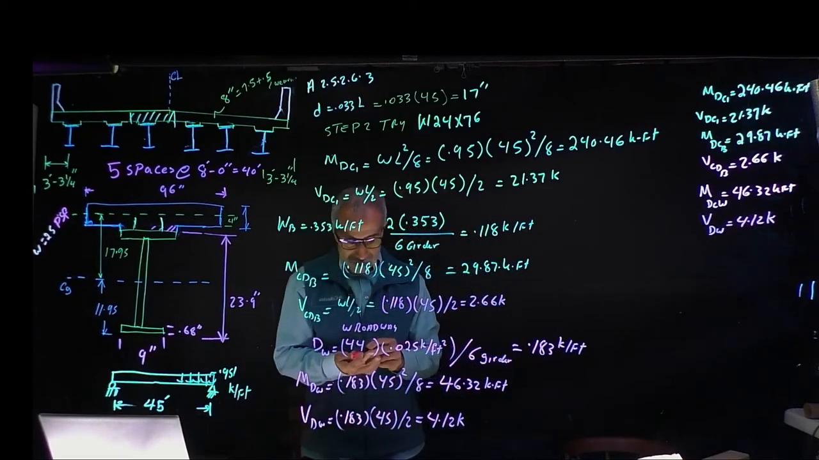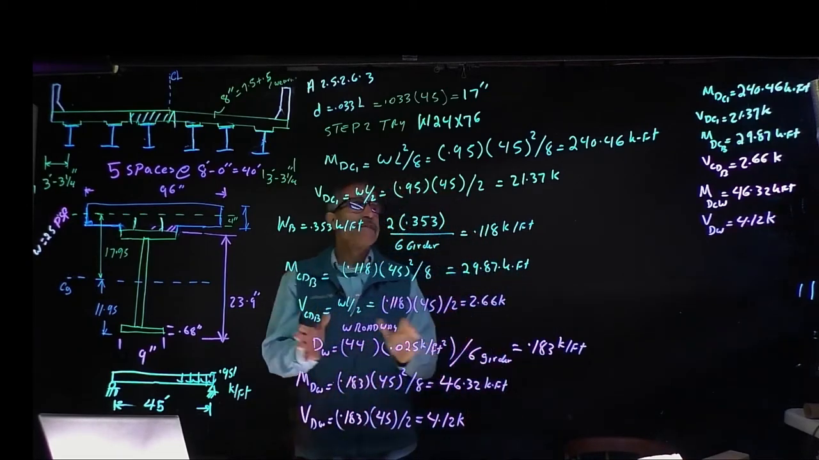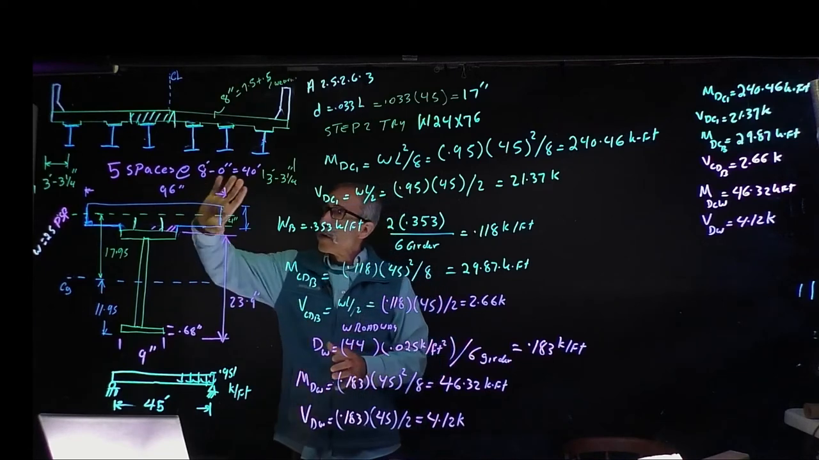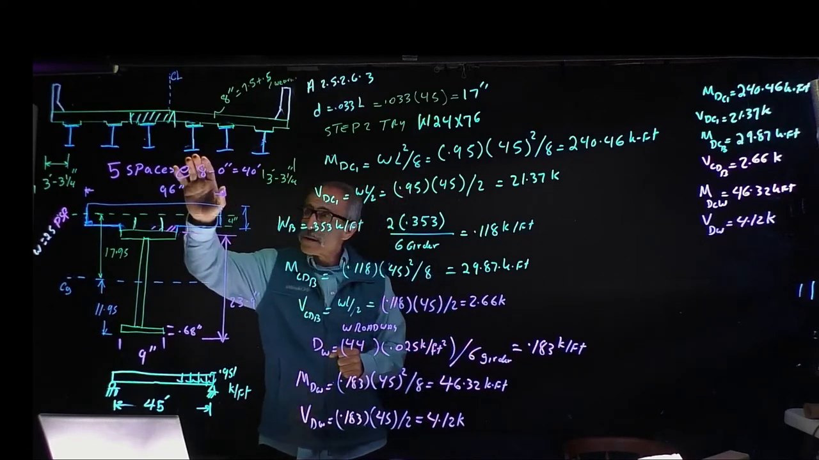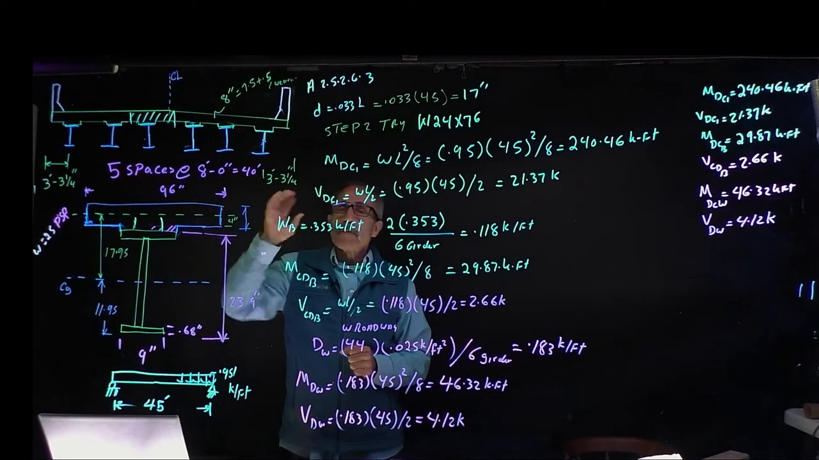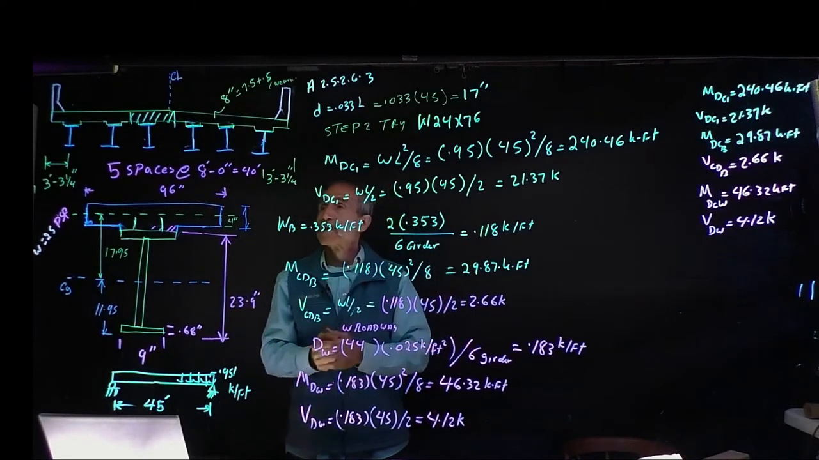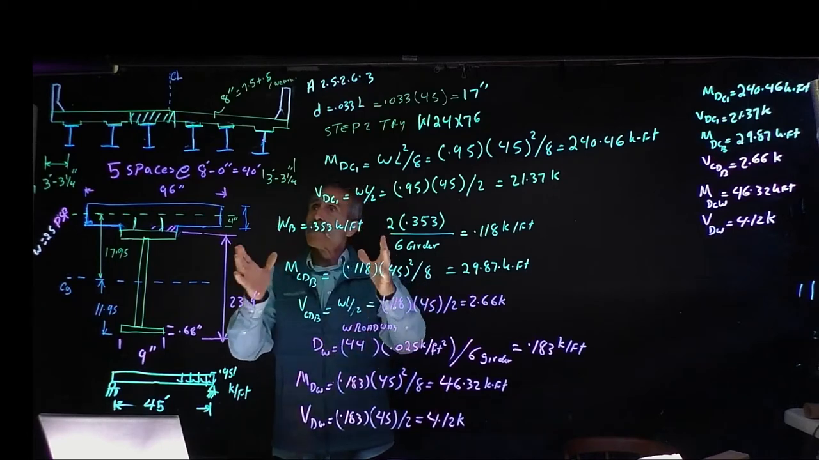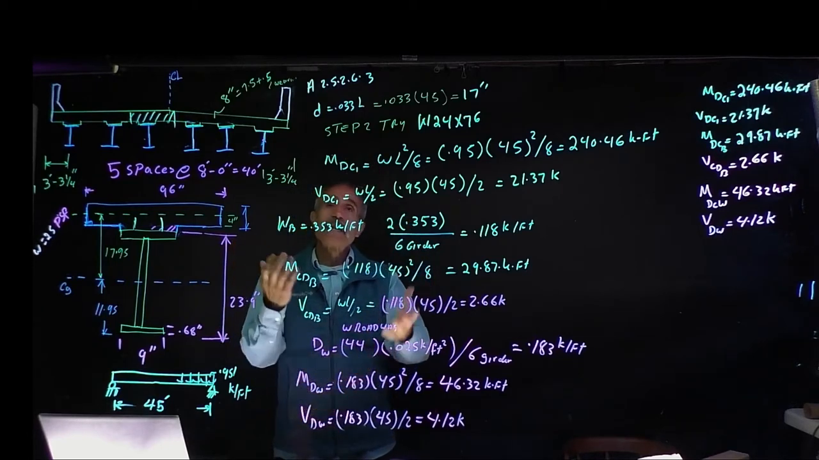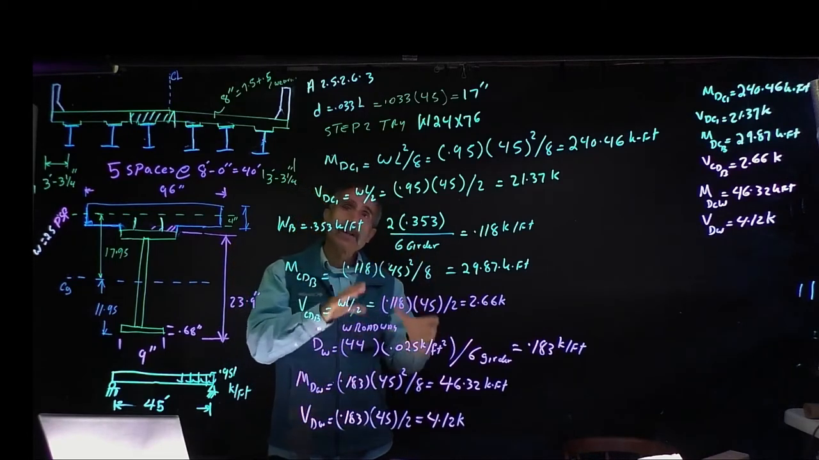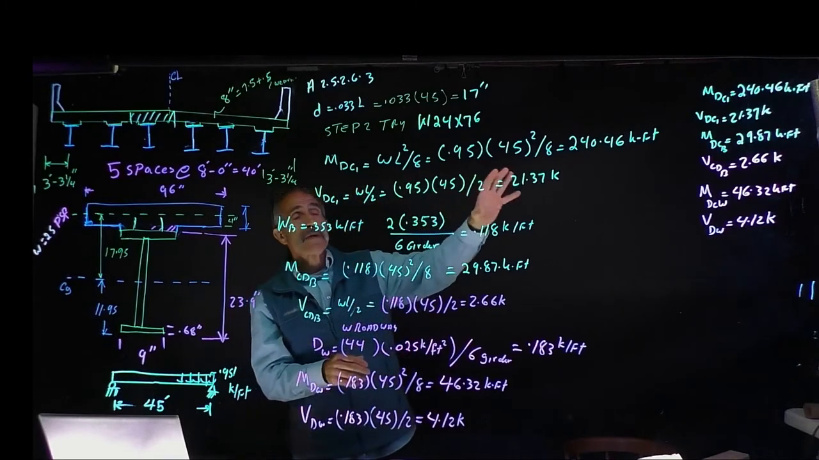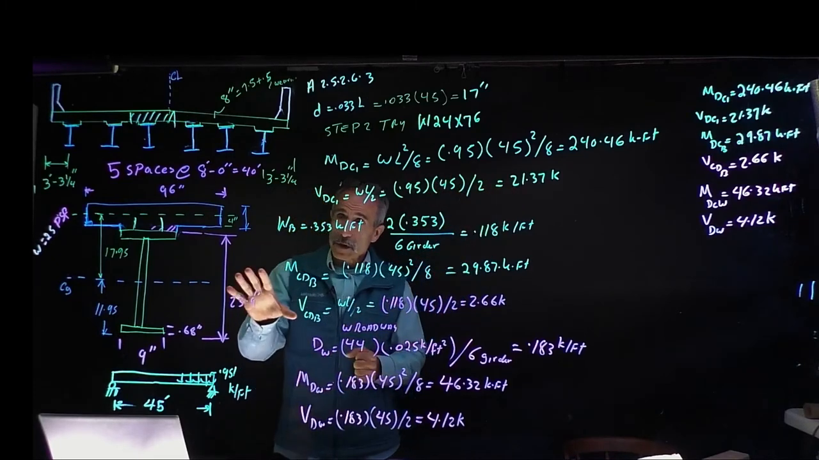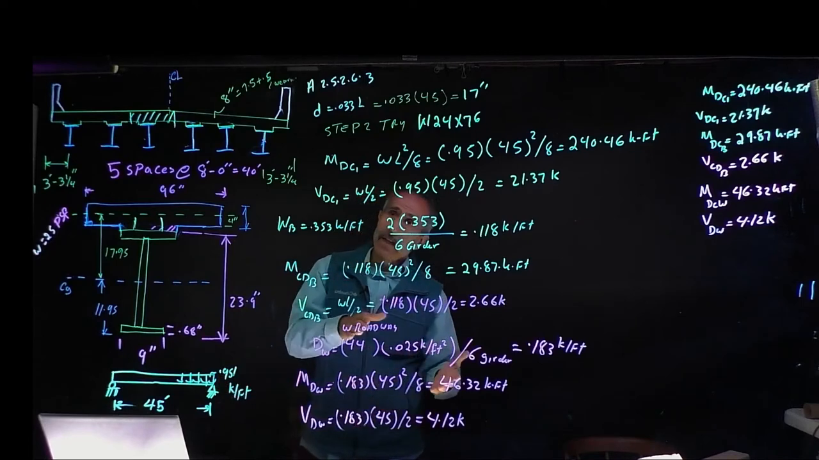Now, so far what we have done, we try to design this interior girder, but we're going to design it for live load. You've got to find the load, right? So we did go ahead and calculate the dead load. We took the dead load and made a moment and shear out of it. So there's our moment and shear for the dead load. So the next thing, we're going to go ahead and calculate the live load.